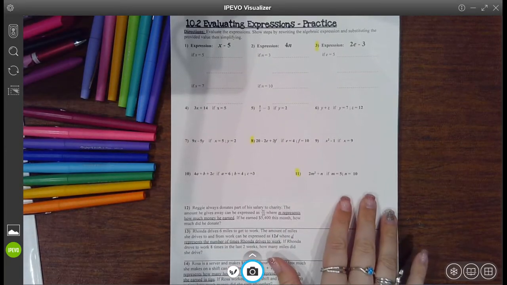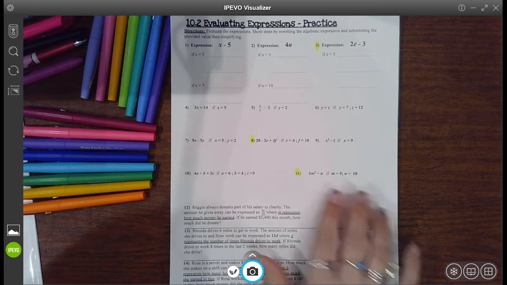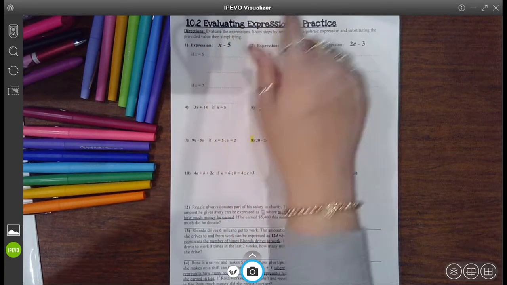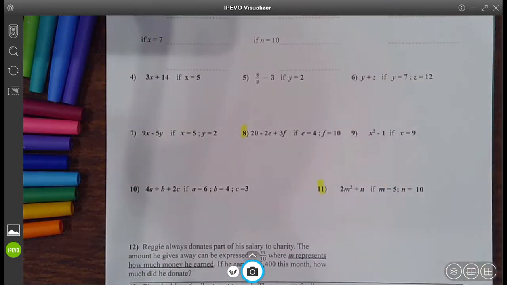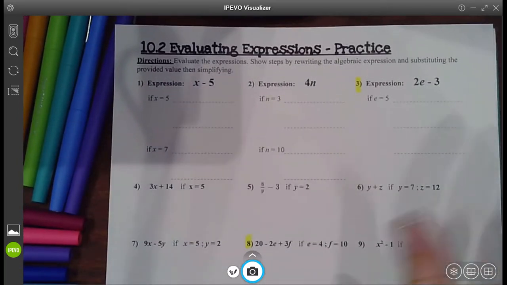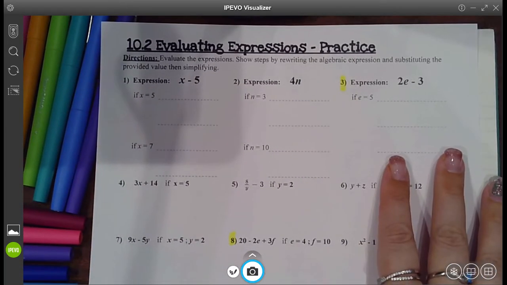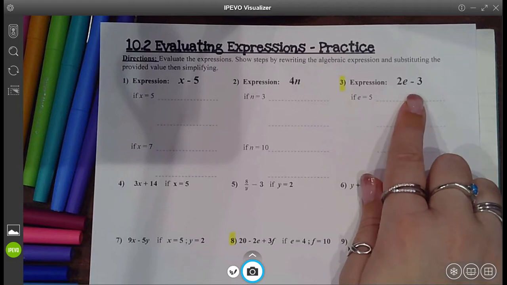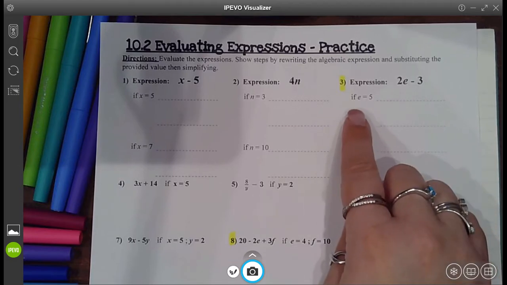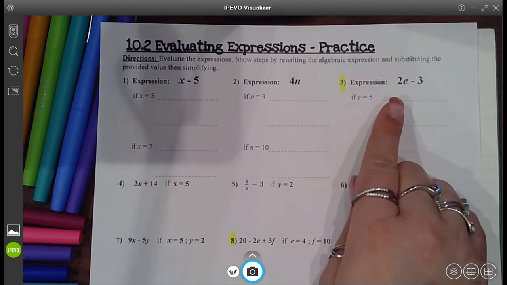We're going to work on evaluating expressions. Whenever you see the word evaluate, that means that you're going to substitute in something for a variable. So right here, we have this expression 2e minus 3. I'm going to substitute in 5 for that e.